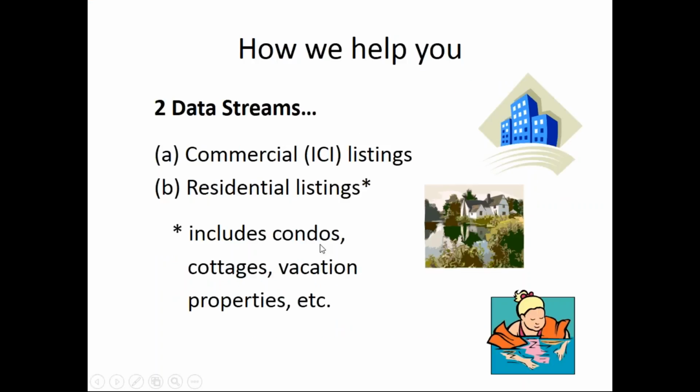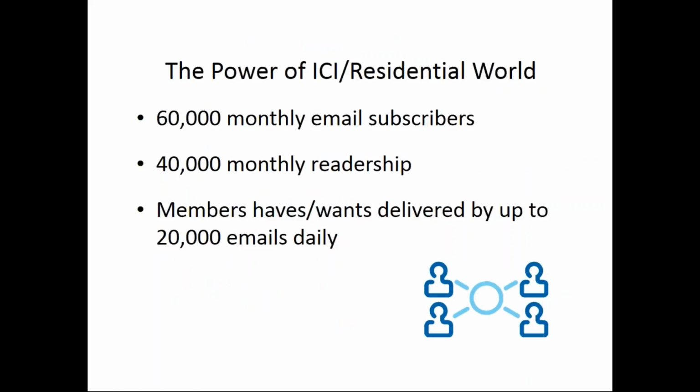Two data streams, both commercial and residential. We've learned how to separate them. You can too. I guess the readership is 40,000 monthly. We do lots of emailing per month on subscriber lists that have been approved. These are subscribers we've had long ago. In fact, our unsubscribed list is close to 150,000 to 180,000.